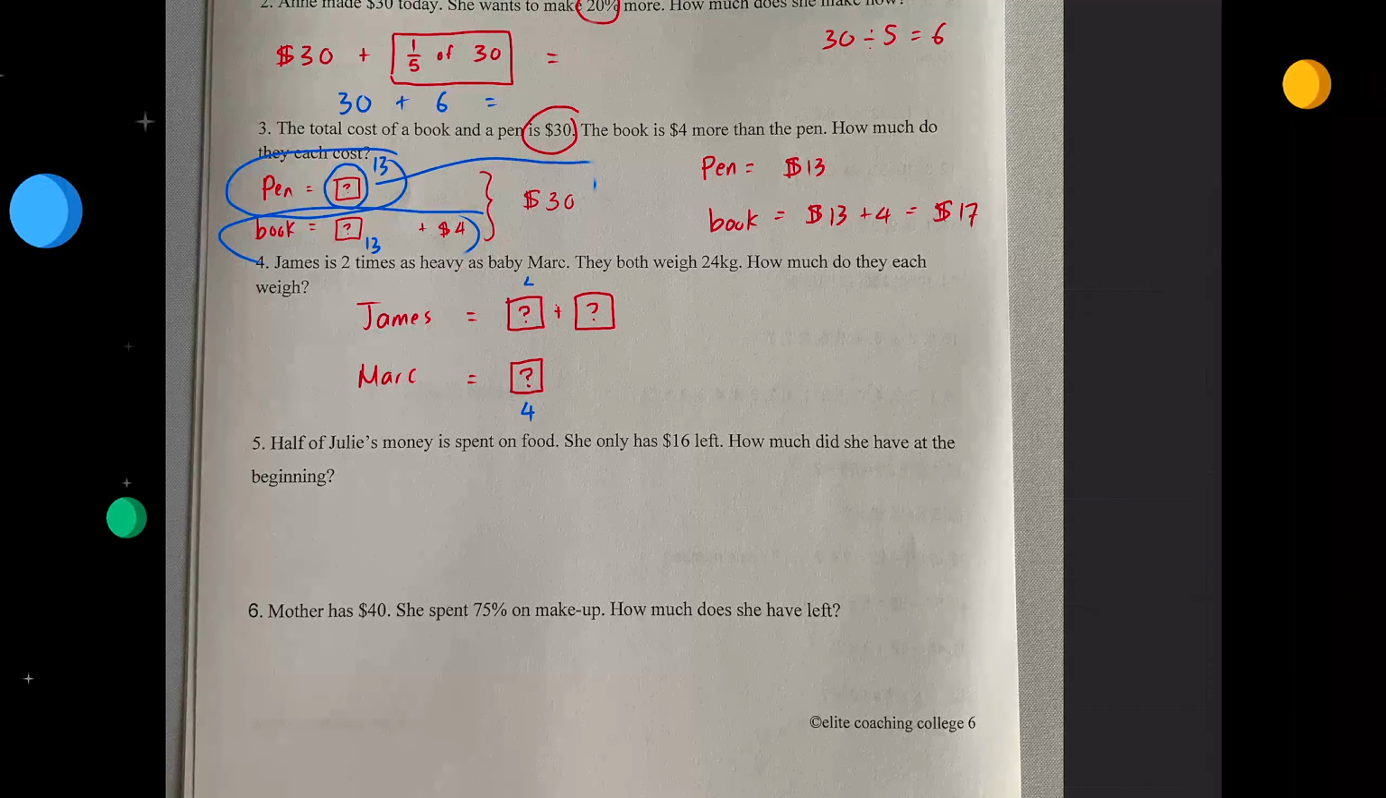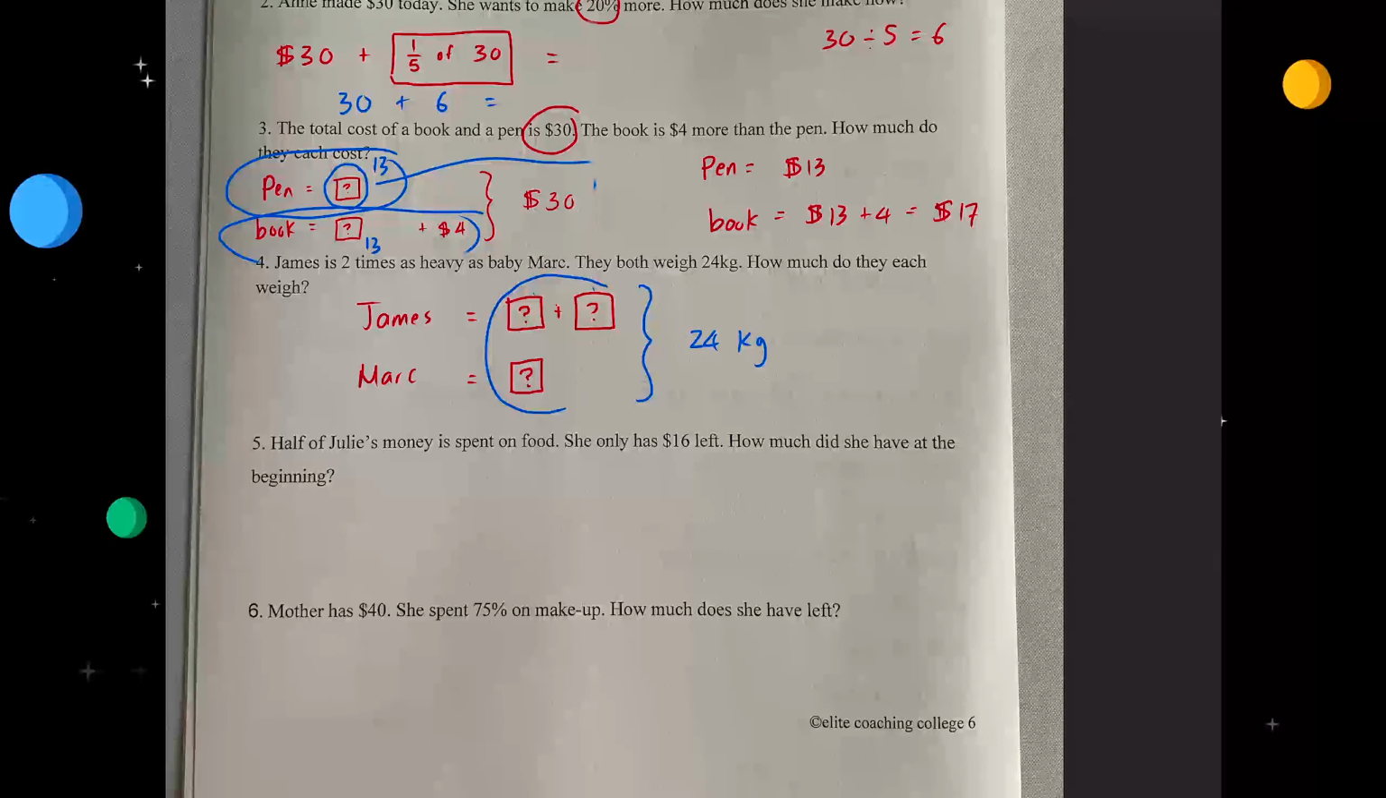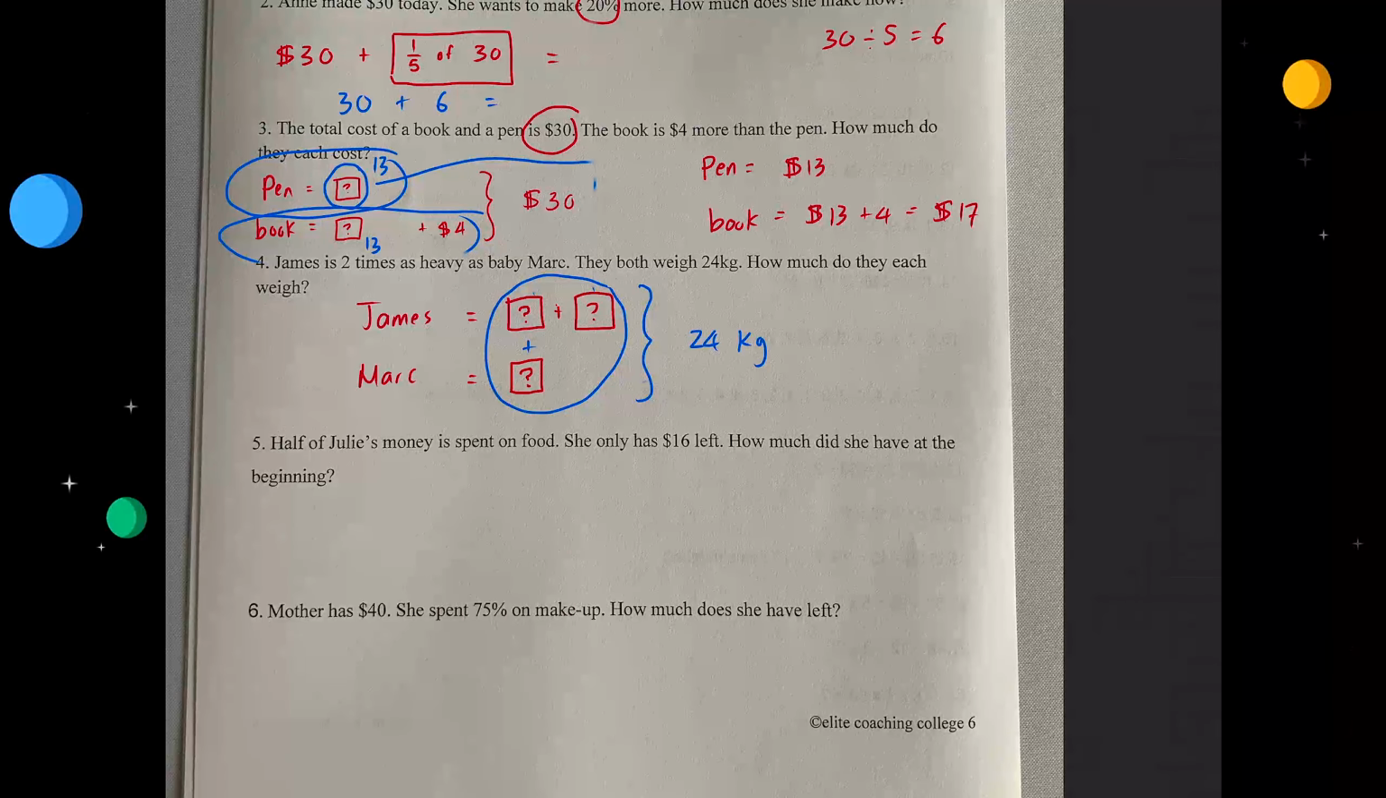Mother has $40. She spends 75%. 75% is 3/4. So imagine she got $40. So let's draw the box again. Let's see if I can do a rectangle for this. Yes, I can. All right. So let's see. 3/4. Let's chop this up into quarters. So this is her $40, mother's money, $40. And she spent 3/4. So here's 1/4, 2/4, 3/4.